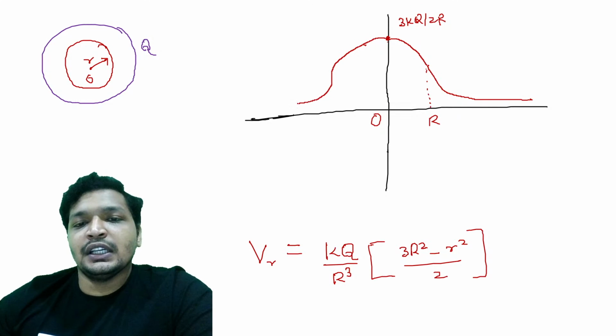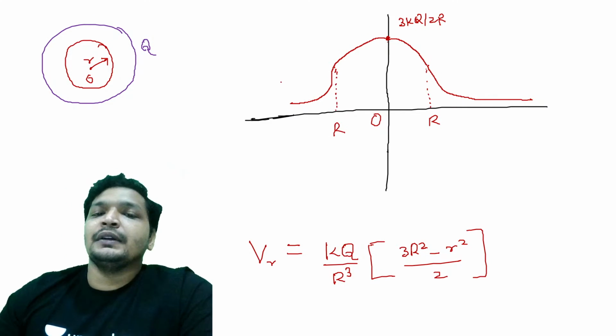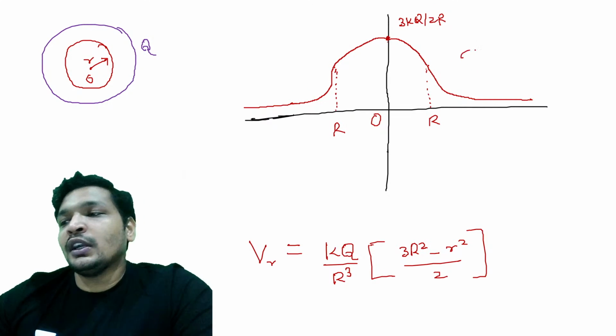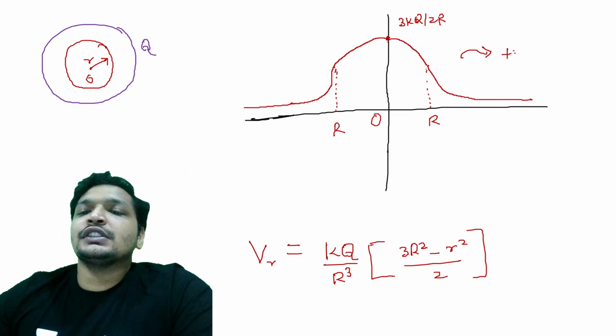Suddenly the graph would change. There would be a shift in the slope. It would of course decrease from the center. Okay. And now this is for what? Positive charge.